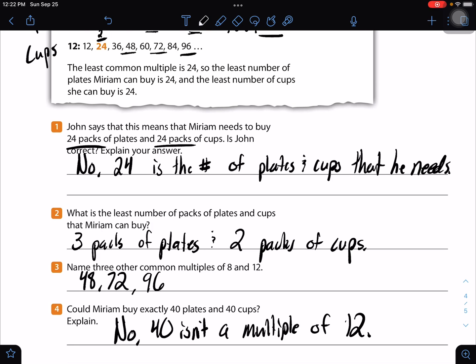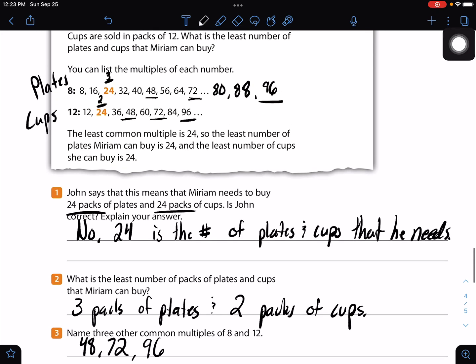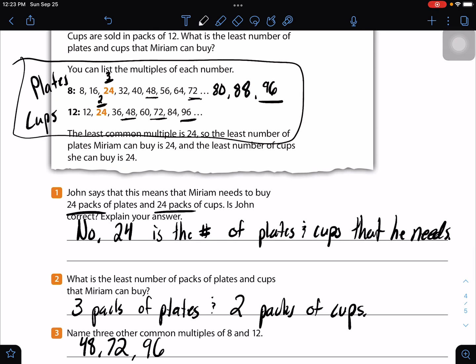Hopefully this is making sense. Guys, essentially all we're doing here is making skip counts and figuring out your math facts. That's all this is. It just sometimes takes a little bit of work to list out all of those pairs and to really understand what in the world these questions are asking.